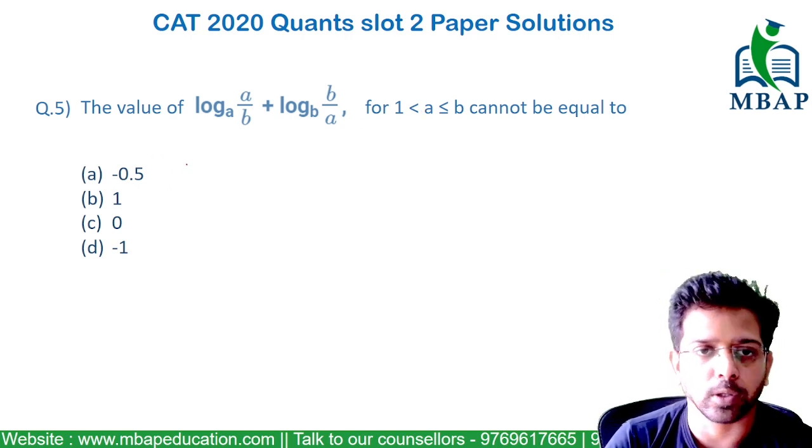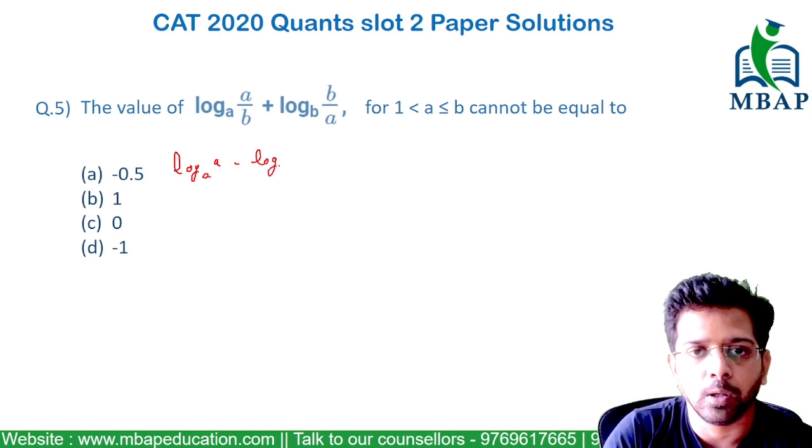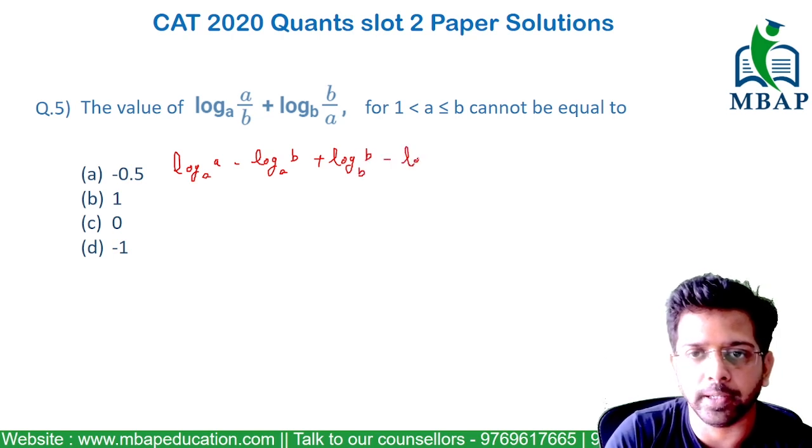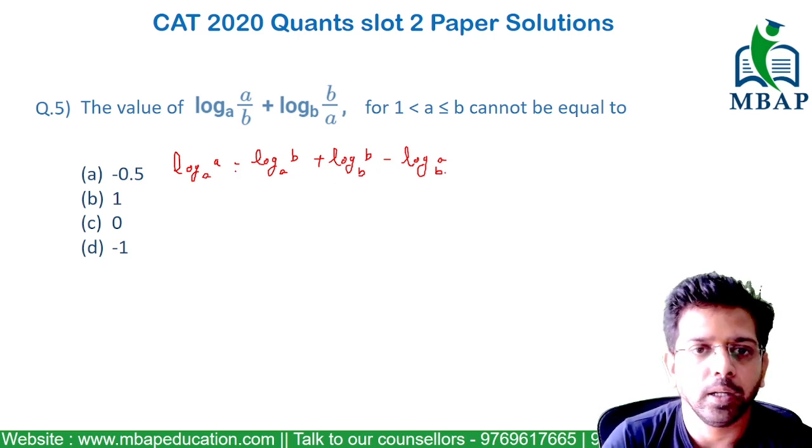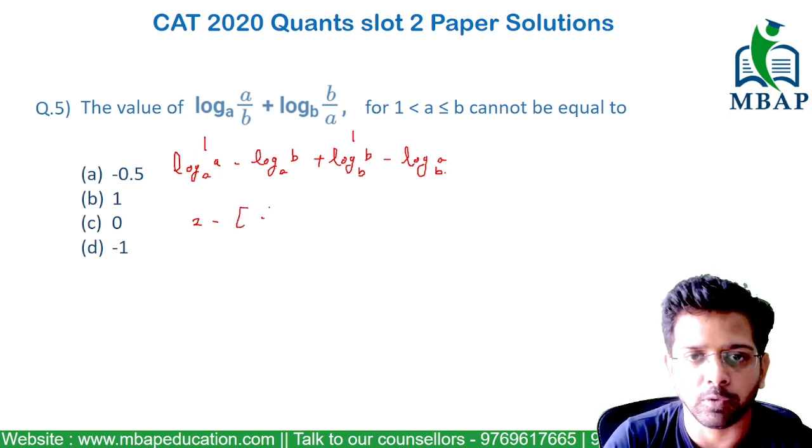Okay, let's try to solve this. Now log a by b will look like what? This will be log a to the base a minus log b to the base a, plus, on the right side, you have got log b to the base b minus log a to the base b. That's what I have. Now log a to the base a and log b to the base b will be 1 and 1. So 1 plus 1 will come out to be 2. Taking minus as common, the left out expression will be log b to the base a plus log.